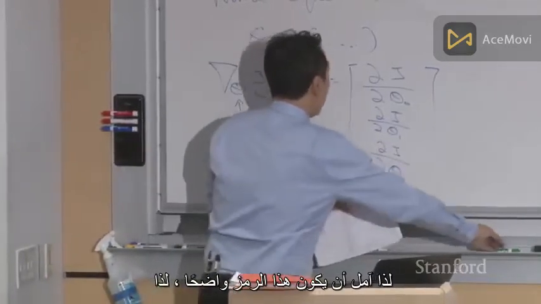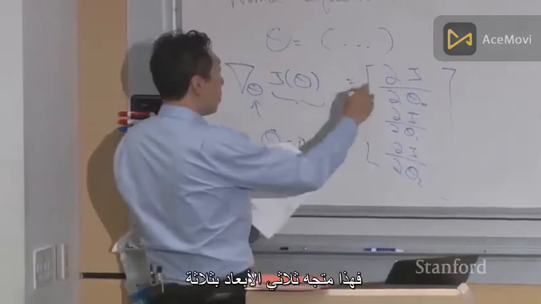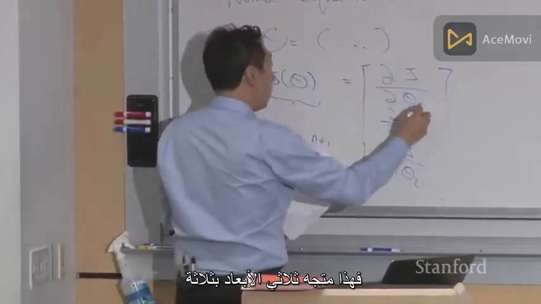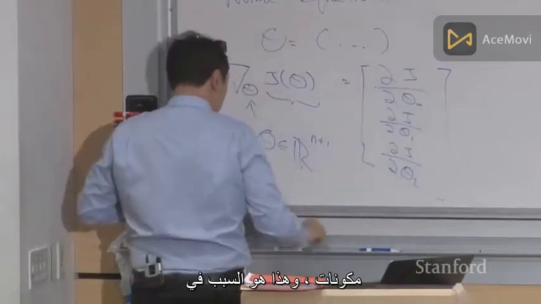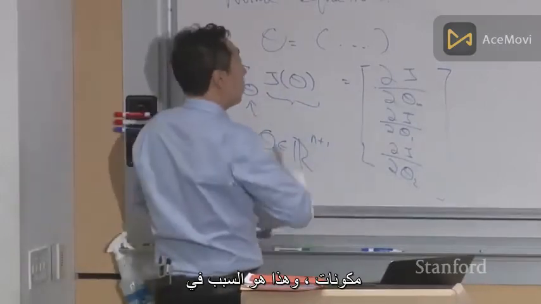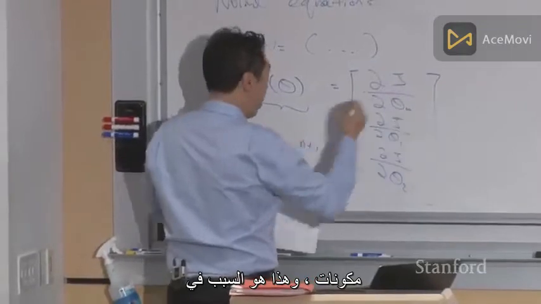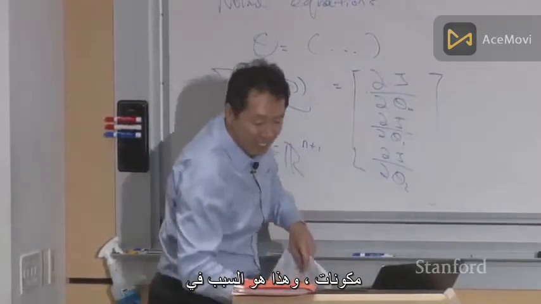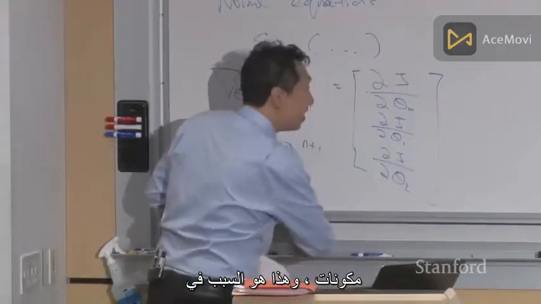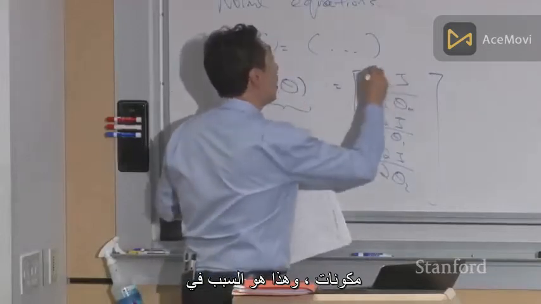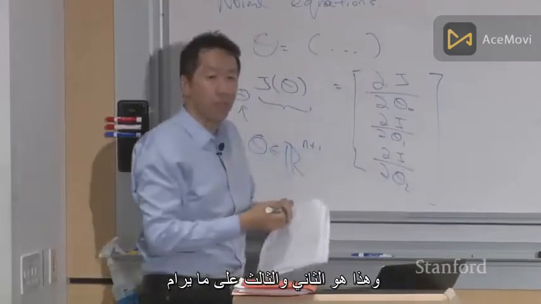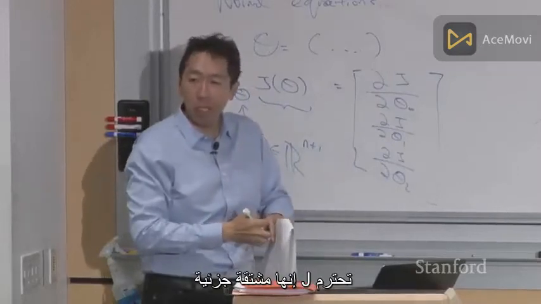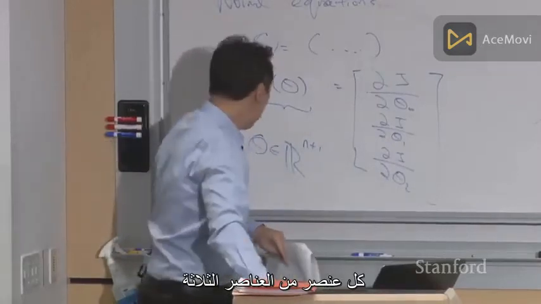Okay. So I hope this notation is clear. This is a 3-dimensional vector with 3 components. So that's the first component of this vector, that's the second, and that's the third. It's a partial derivative of J with respect to each of the 3 elements.